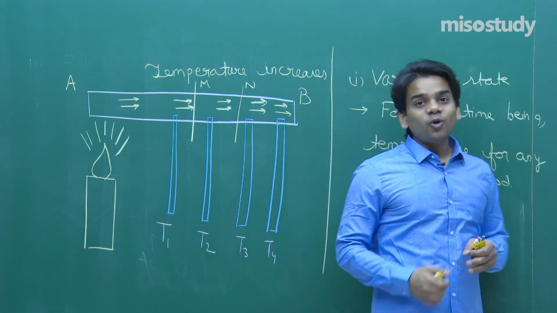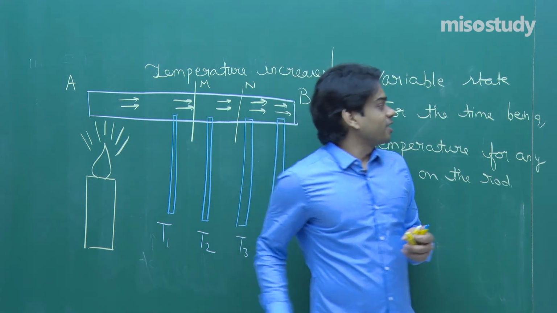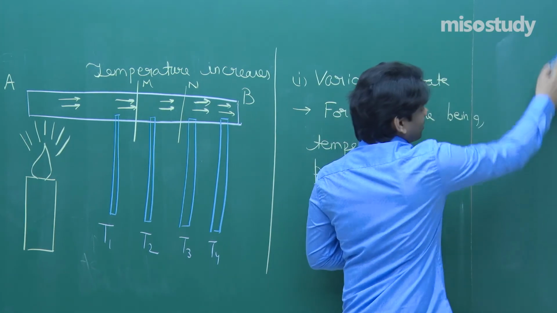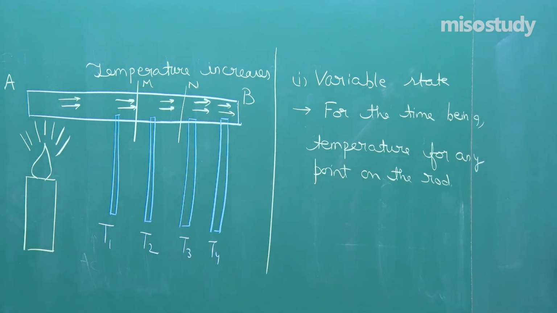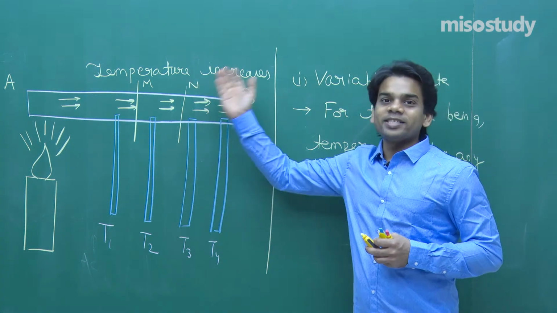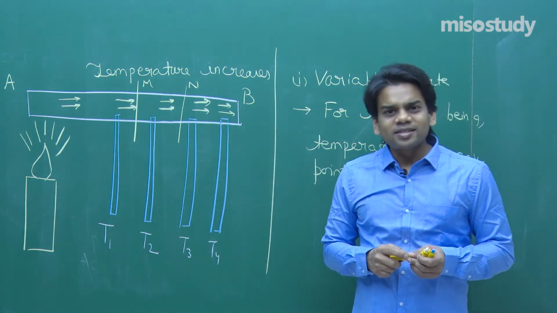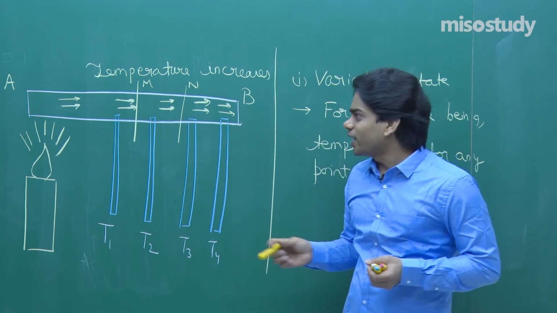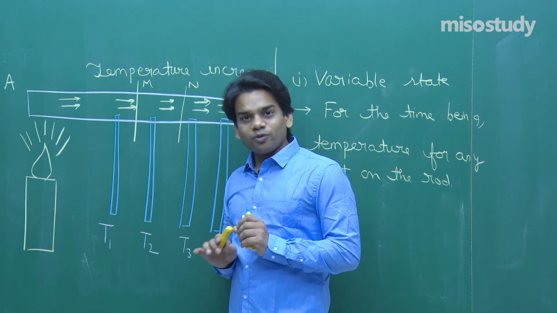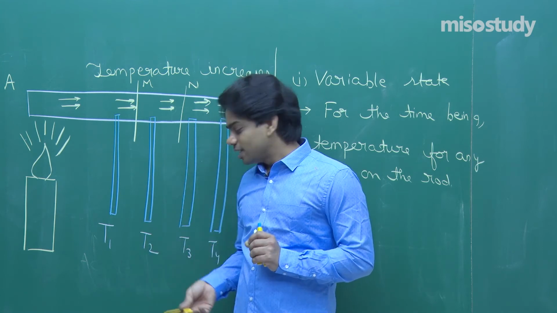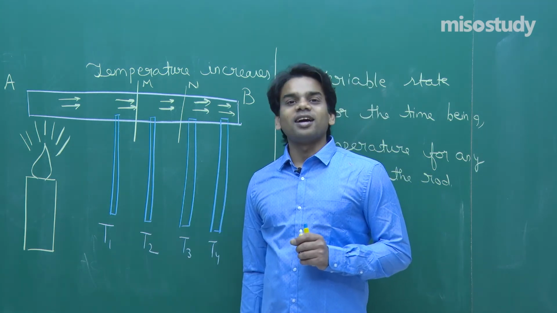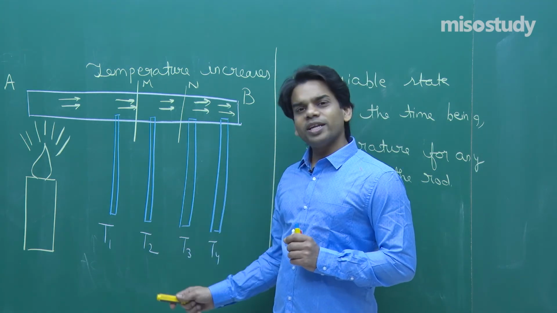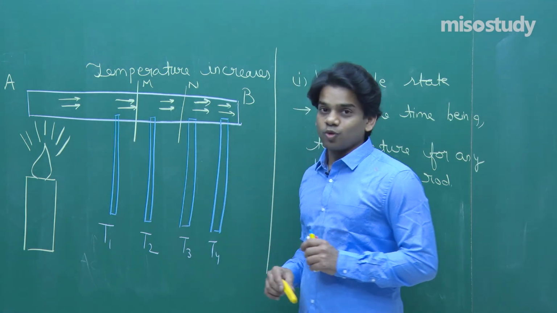what will happen if we go on continuously heating the end A? Then we are going to see that temperature will go on increasing. But after some time we'll find that the temperature of T1 will be fixed, T2 will be fixed, T3 will be fixed, and T4 will be fixed. But T1 will be lying at the highest temperature, T2 less than that, T3 even less than that, and T4 the least one.